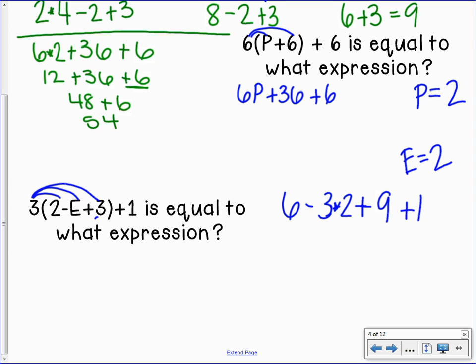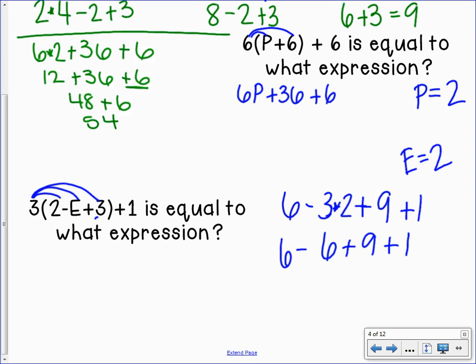According to PEMDAS, do I start with the subtraction? No. Remember, parentheses, we don't have any. Exponents, we don't have any. Multiplication and division? Yep, we had that. So 3 times 2 is 6. The rest of this stays the same. Remember I said rewrite it every time?